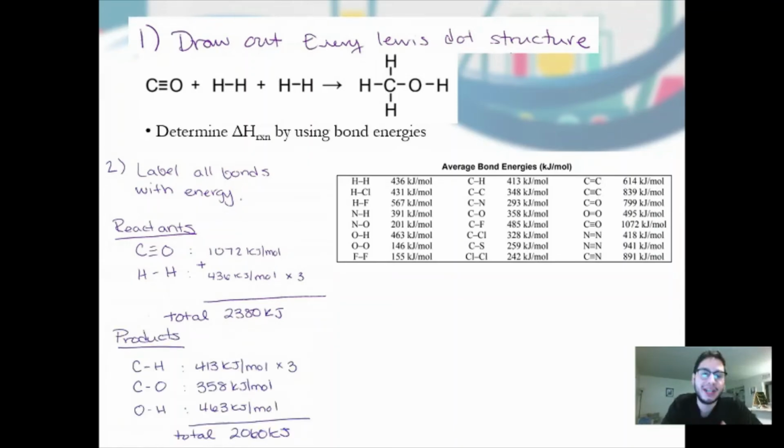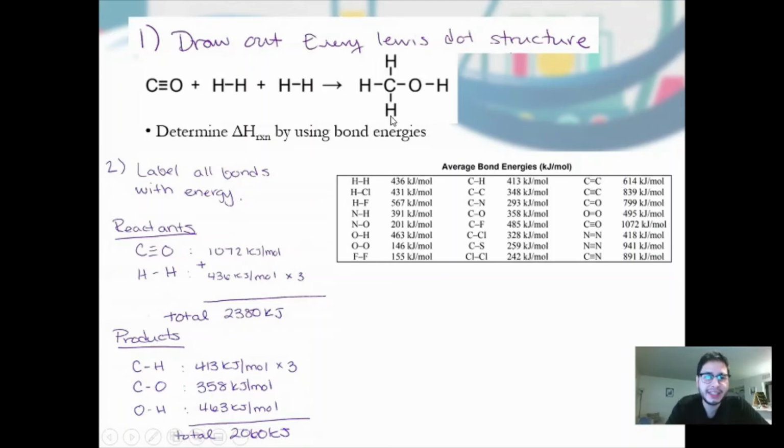Let's focus on the products. On my product side, I have a lot of bonds. The first bond that I recognize is this CH bond. I have 3 of those. I'm going to look at the CH bond in the table, and that's going to give me an energy of 413 kilojoules. I'm going to multiply that by 3 because I have 3 of those bonds.